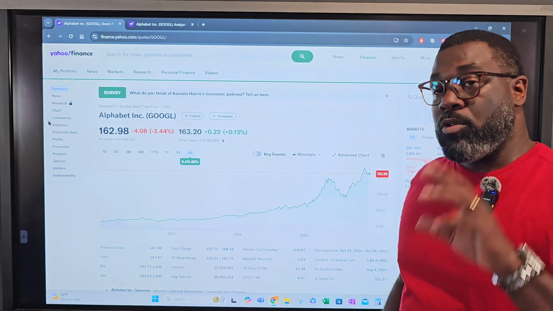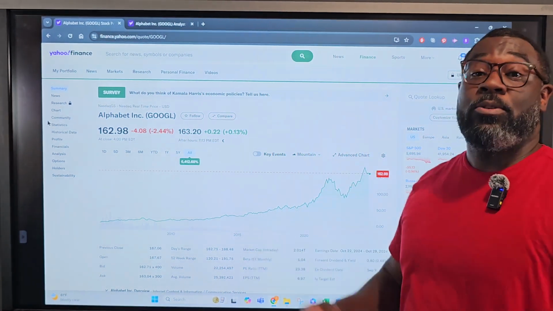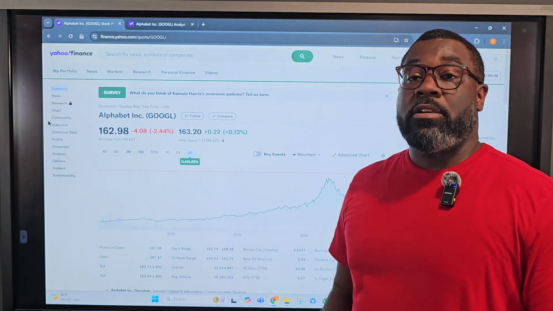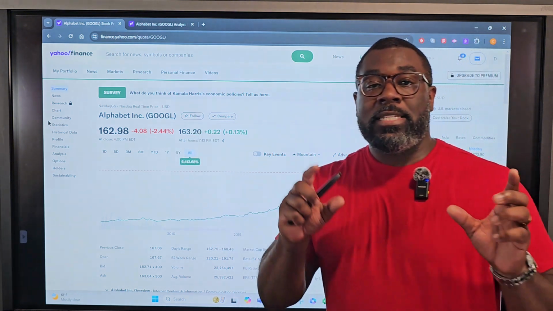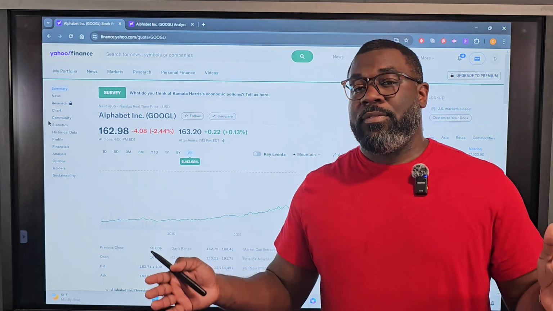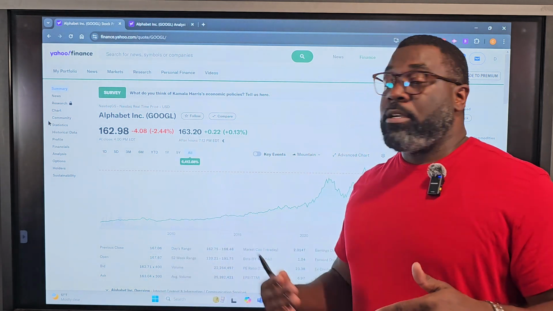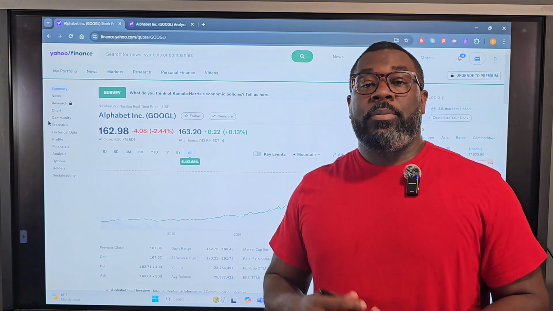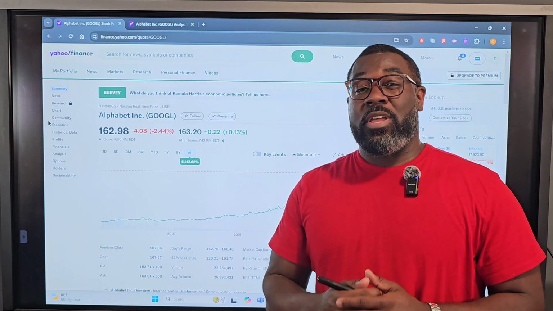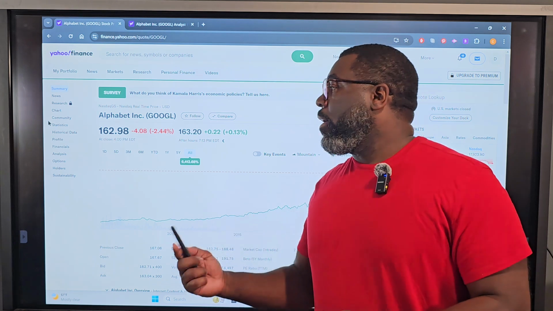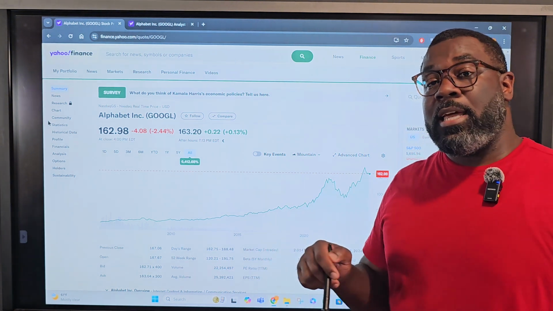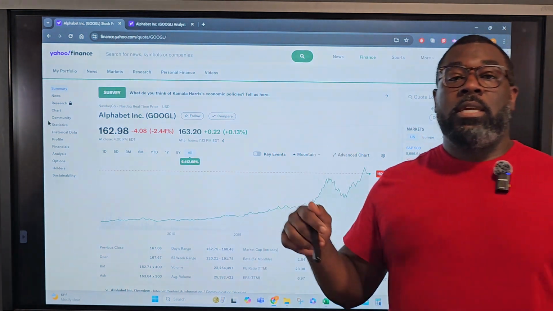So that's why Alphabet, the parent company that owns Google, has two different tickers for the same business. Now you might see a slight difference in share price between the two, but the spread is not significant. So owning one versus the other is not really going to make much of a difference depending on when you buy them. I haven't noticed a spread that's significant between the two. However, just so you know, GOOGL is the voting shares, Class A, and GOOG is the Class C non-voting shares.